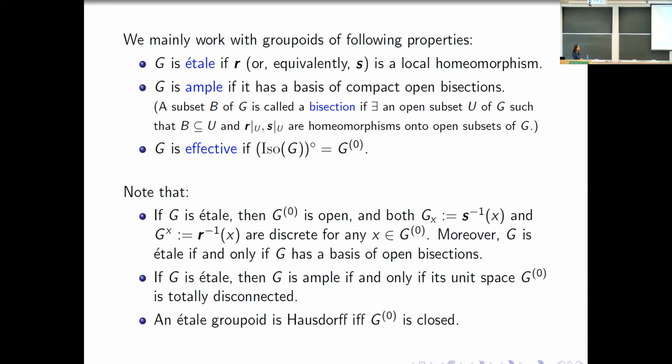So as you can see, once we work with étale groupoids, those open bisections can form a basis of the groupoid. And secondly, there are various properties we can assume for the groupoid. Now if, on top of being étale, the groupoid is ample, then this means that when we look into the unit space G^(0), it is a totally disconnected topological space.